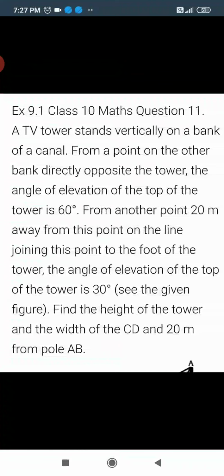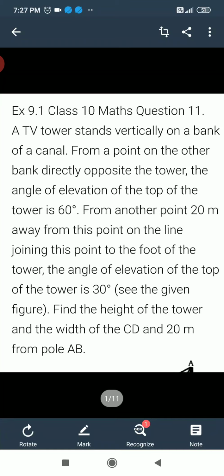From a point on the other bank directly opposite the tower, the angle of elevation of the top of the tower is 60 degrees. From another point 20 meters away from this point on the line joining this point to the foot of the tower, the angle of elevation of the top of the tower is 30 degrees.